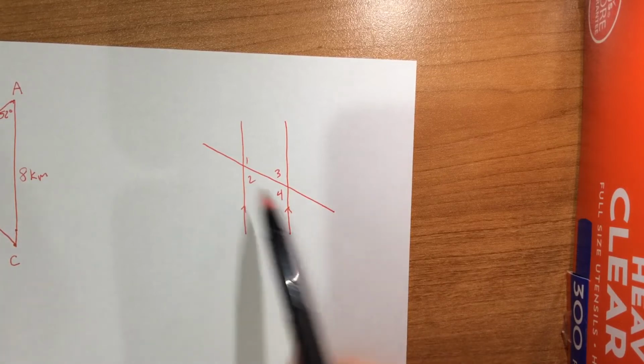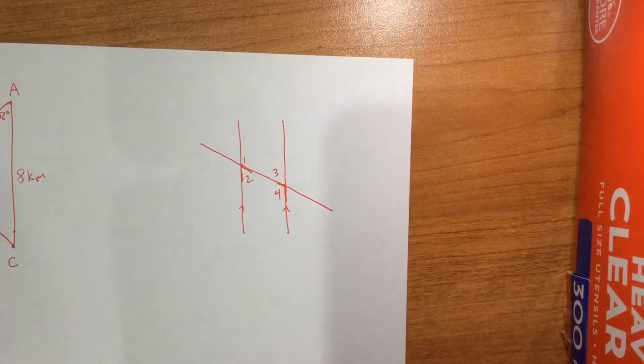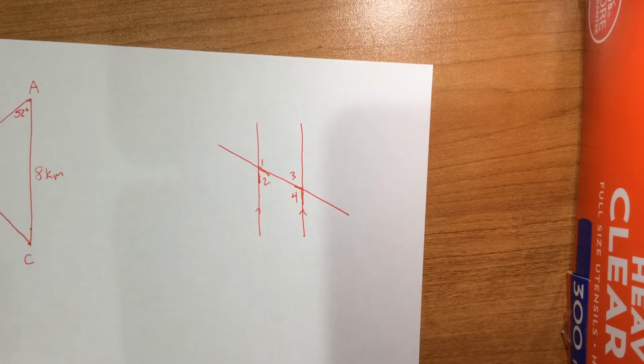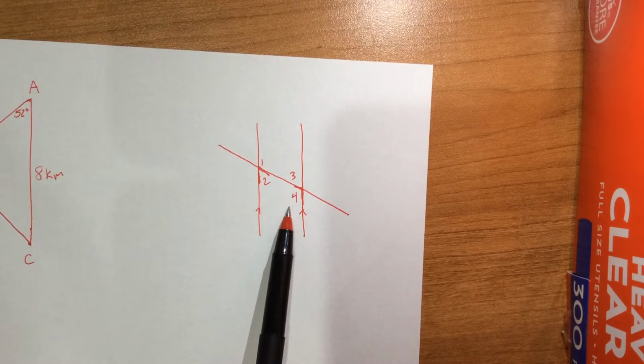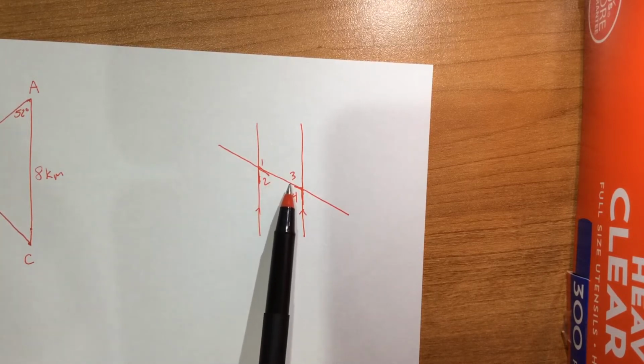The next thing is that if I have these two angles, 2 and 4, those are called same side interior angles. And those ones are supplementary, means that they add to 180. So 2 plus 4 equals 180. 1 plus 3 equals 180.